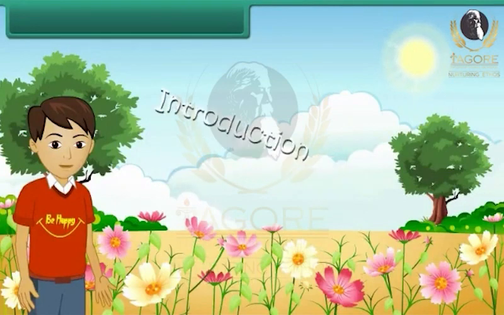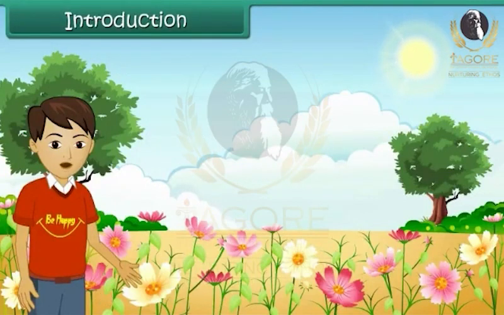Introduction. The part of a plant that attracts us to it is flowers. Flowers in full bloom make us cheerful. They make our lives colorful.